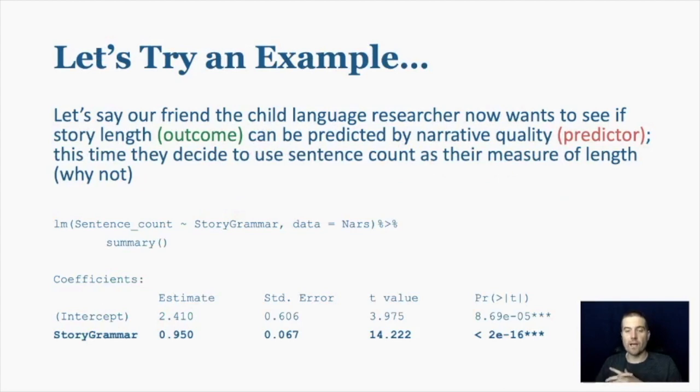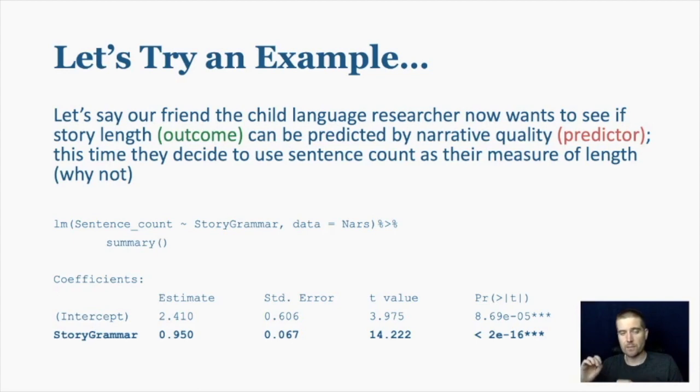So before we talk about these specific approaches, I want you to consider this example. Let's say our friend, the child language researcher, now wants to see if story length, the outcome, can be predicted by narrative quality, the predictor. This time they decide to use sentence count as a measure of length, because why not? So we run the model, with sentence count as the outcome and story grammar as the predictor, and we get this result.